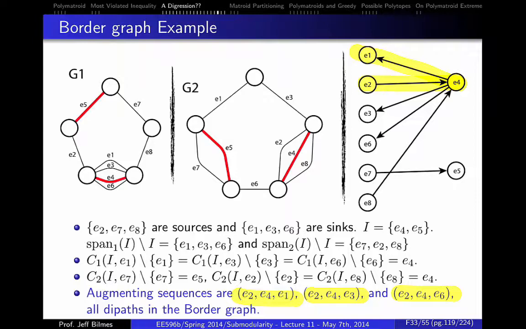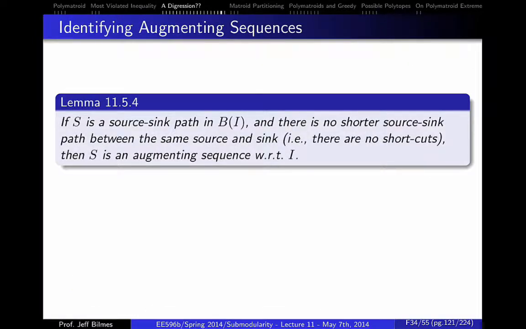And hopefully it's clear that in the bipartite matching example that we saw, this is exactly the bipartite matching. Now the question for you, the problem set, is to ask, are there any other augmenting sequences in this example? And you can look at that for your problem set.